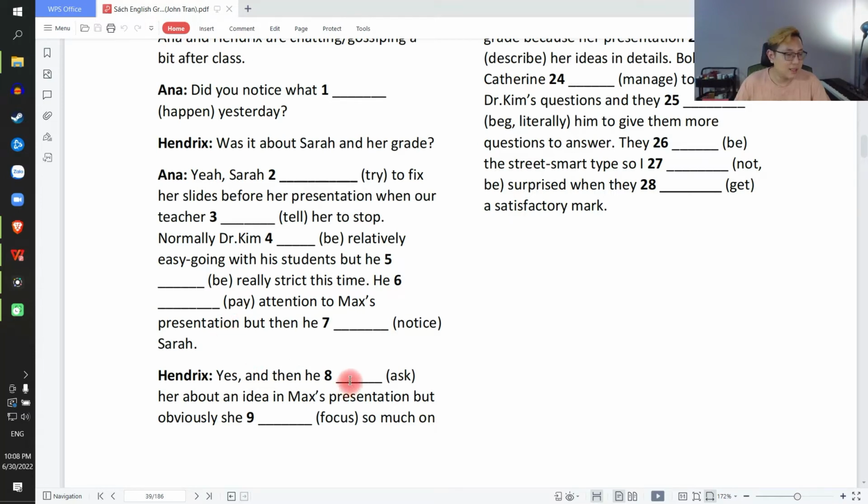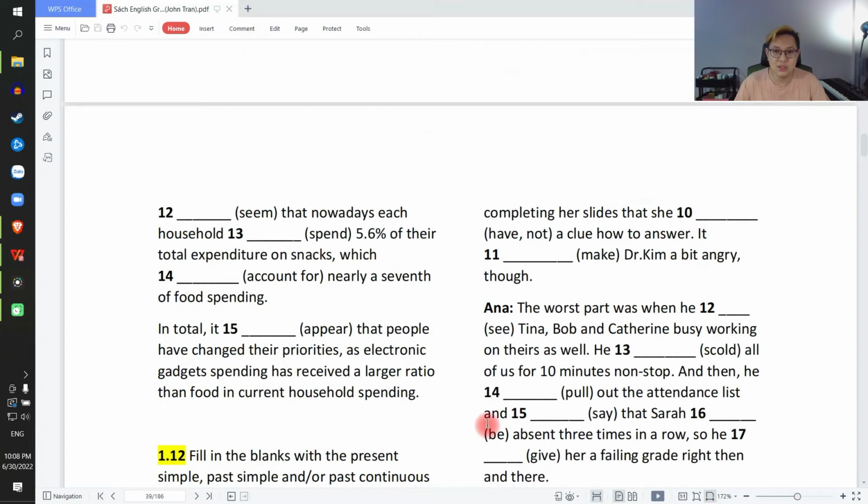Yes, and then he asked her about an idea in Max's presentation, but obviously she was focusing so much on completing her slides that she didn't have a clue how to answer. It made Dr. Kim a bit angry though.